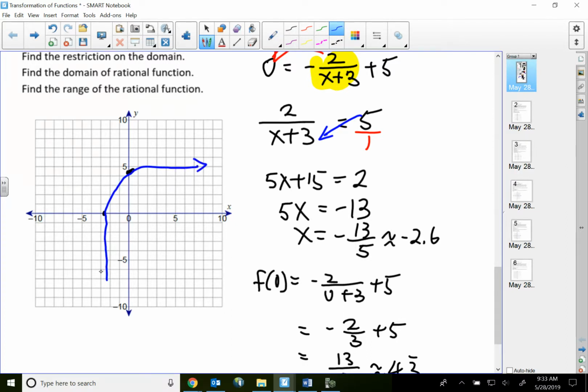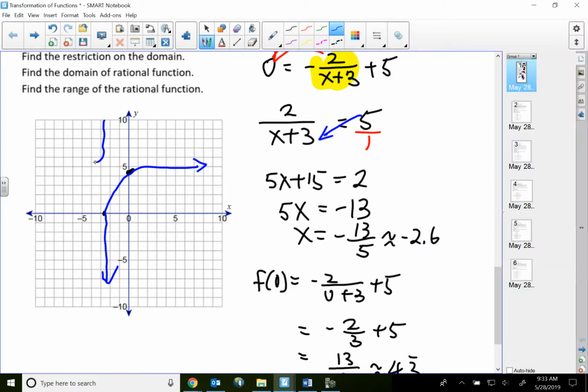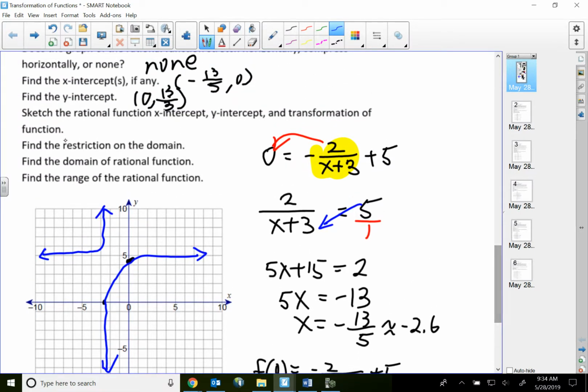So it looks something like this. The other side, since I'm shifted up 5 places, that means my graph is actually not going to touch this line right here. This part of the picture has to stay somewhere near the 5, where y equals 5. So I'm going to put it right about here. All right, we're sketching it. There you go. Something like that.